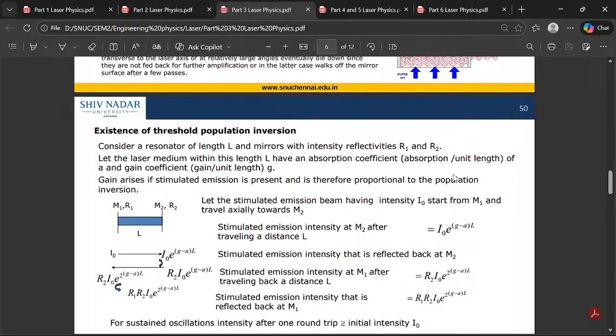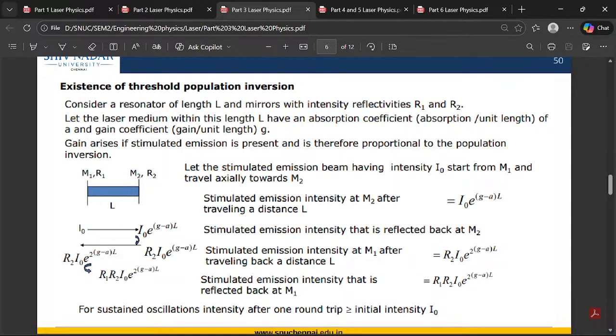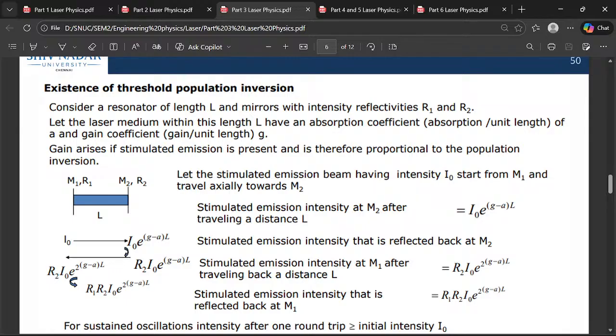As I have said earlier, the gain per pass must be equal to the loss per pass. That's when the threshold is achieved, and that's when the lasing action will be stable, right? So let's take a cavity with a lens and mirrors with reflectivities R1 and R2 as given here.